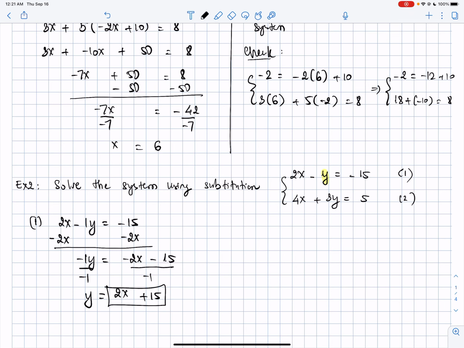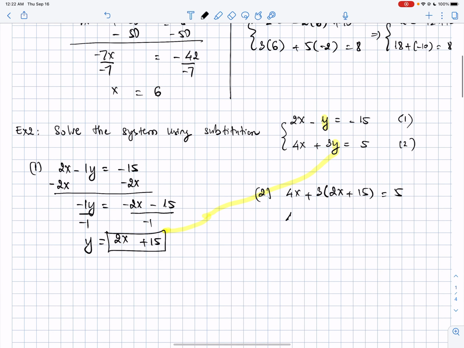Then we will use this one from number 1, y equals 2x plus 15, and plug that into number 2. And we will get 4x plus 3 times (2x plus 15) equals 5. So this one is from number 2. Now we will open the parentheses and combine like terms.